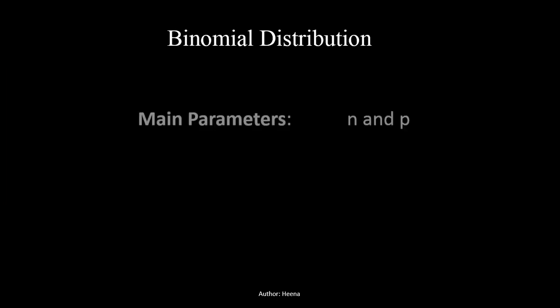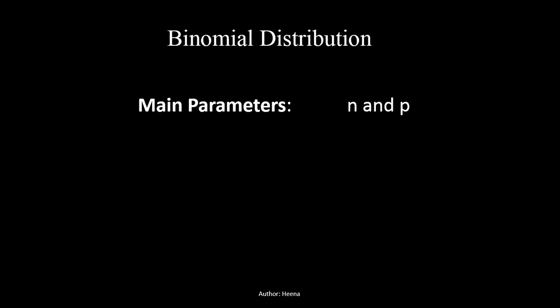Next are the main parameters. The main parameters in binomial distribution are n and p, because as per the formula we need only n and p. r is what we have to find out, and we can find q by deducting the value of p from 1. So the main parameters are n and p in binomial distribution.